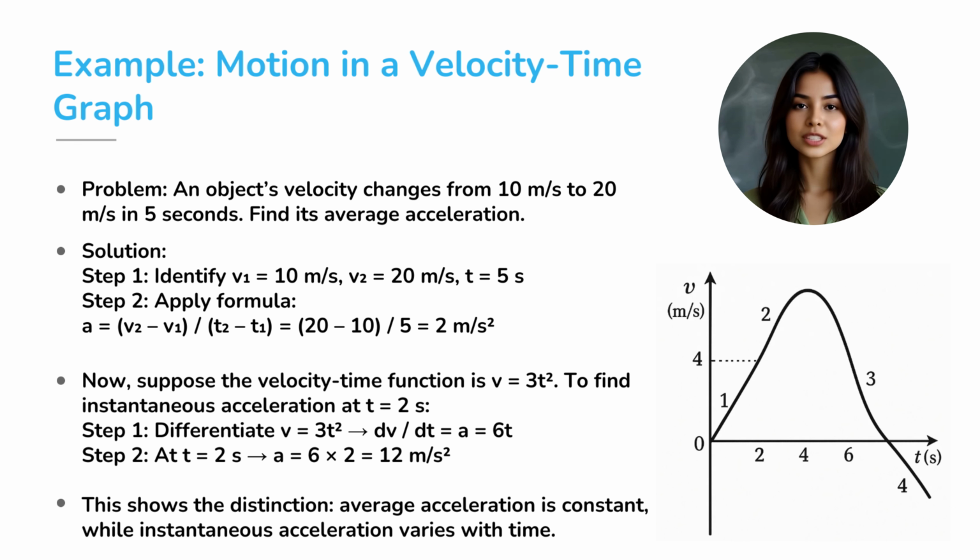Now, let's say the velocity is given by the function v equals 3t squared. To find instantaneous acceleration at t equals 2 seconds, we differentiate: dv by dt equals 6t, and plugging in t equals 2, we get 6 times 2, which is equal to 12 meters per second squared. So here, the average acceleration over 5 seconds is 2, but the instantaneous acceleration at t equals 2 seconds is 12, clearly showing how acceleration can change over time. As you can see in the velocity-time graph, the curve gets steeper, indicating increasing acceleration.